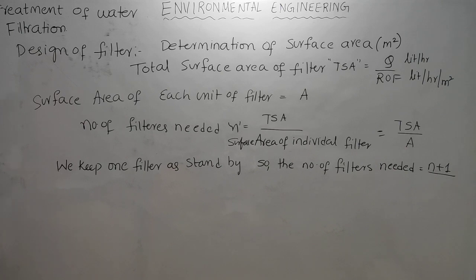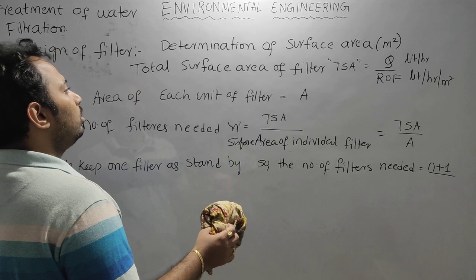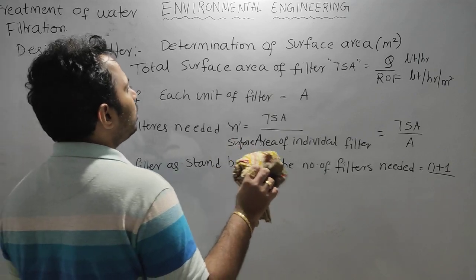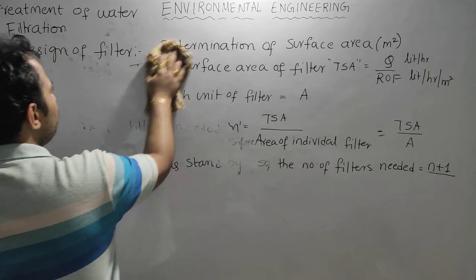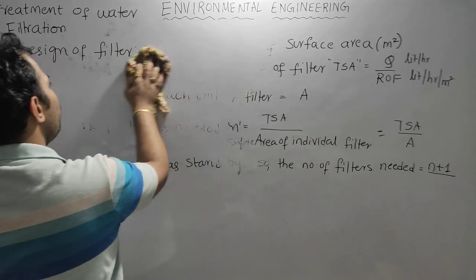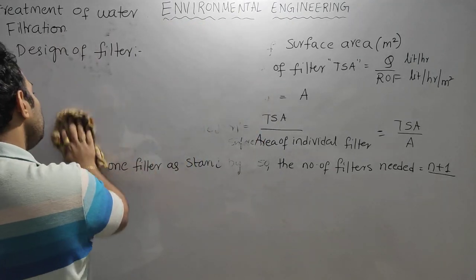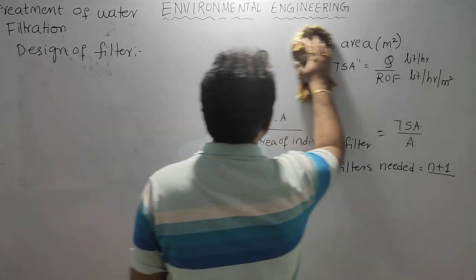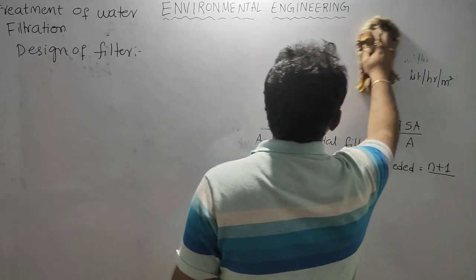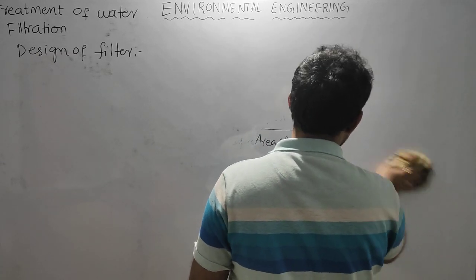This is for slow sand filter as well as rapid sand filter. But in rapid sand filter there will be a little extra that they may ask in the exam. Let us see that. In rapid sand filter also we will find the surface area and number of filters using the same methodology. Apart from that, some more parameters need to be discussed which are important in the examination.